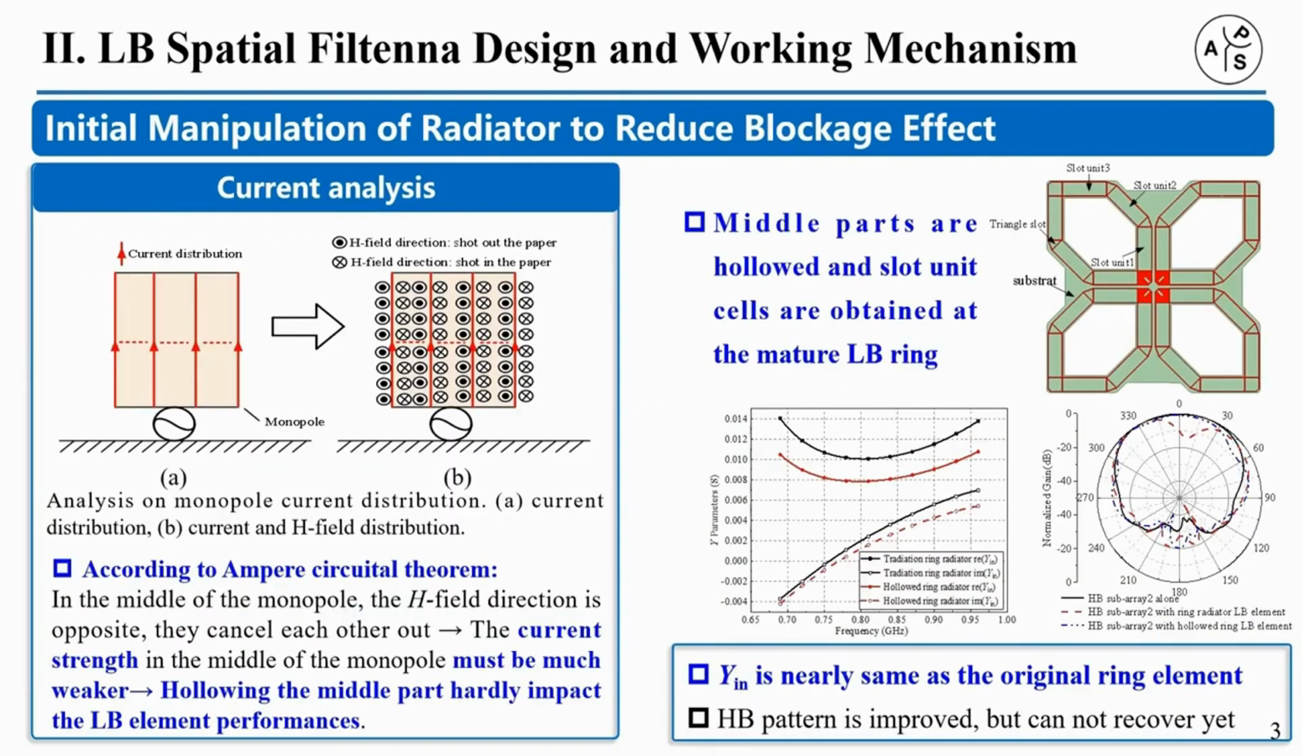To reduce the blockage effect and maintain the antenna performances, the current distribution on the planar monopole is analyzed. As seen, the H-field in the middle is opposite to each other, and cancelled out. Thus, the middle parts of the element arms can be hollowed to form the slot unit cells, and high-band pattern is improved without changing the low-band performances. For demonstration, the simulated results are shown and validate the conclusion.